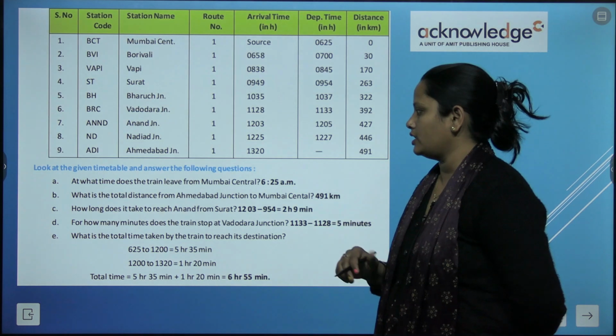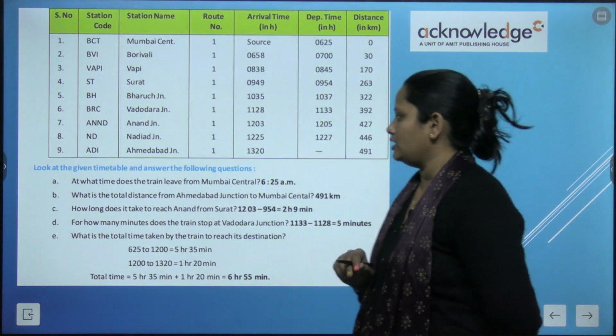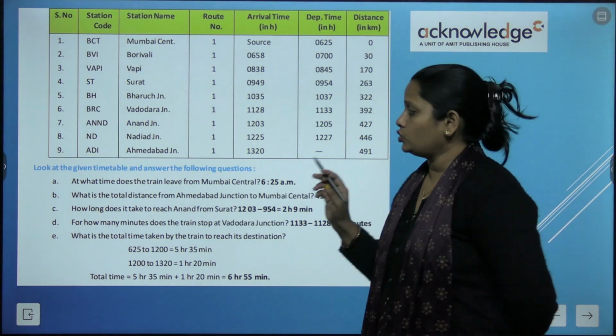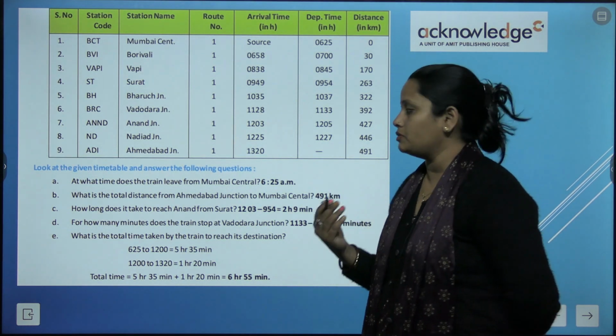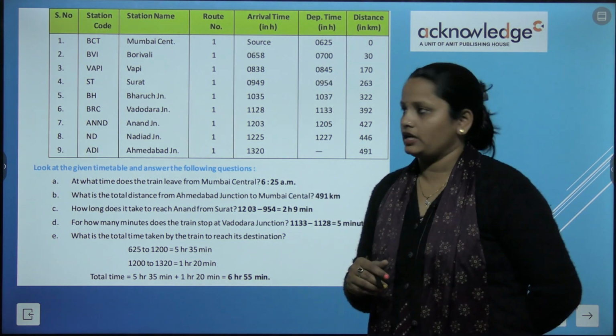Here some questions are given. Let's see what are the questions. At what time does the train leave for Mumbai Central? ये जो train है मुंबई सेंट्रल को कब जा रही है? So it leaves at 6:25 am.